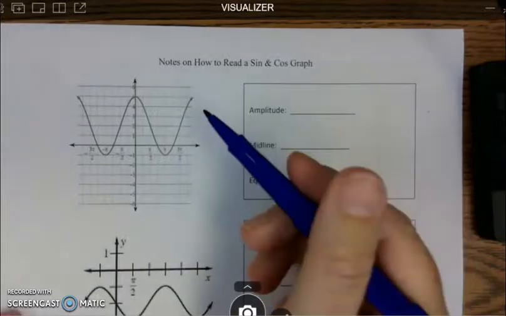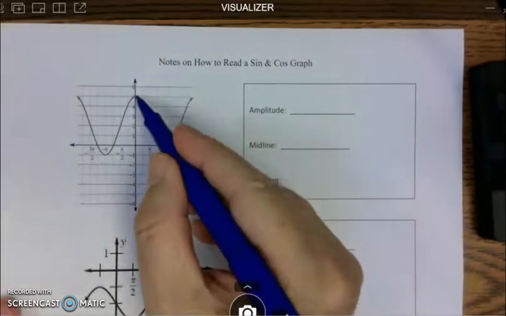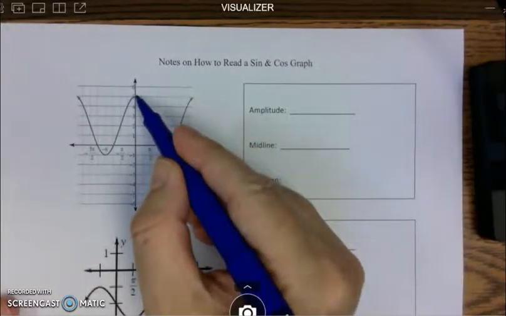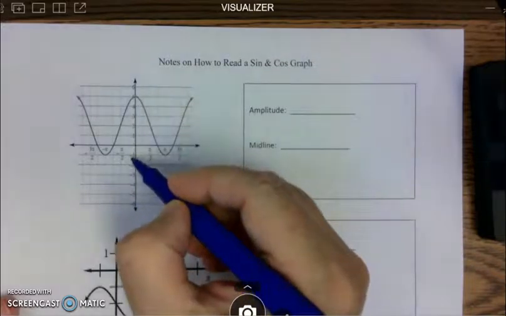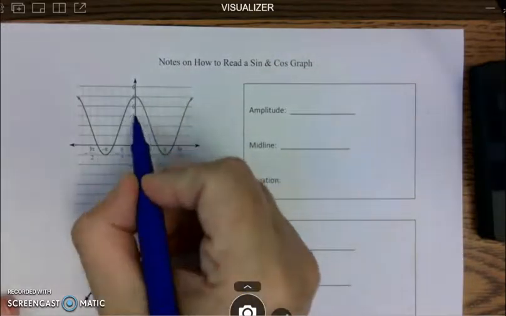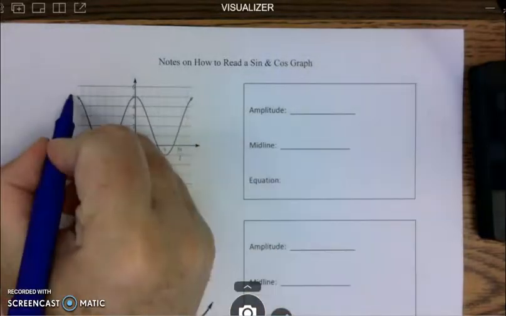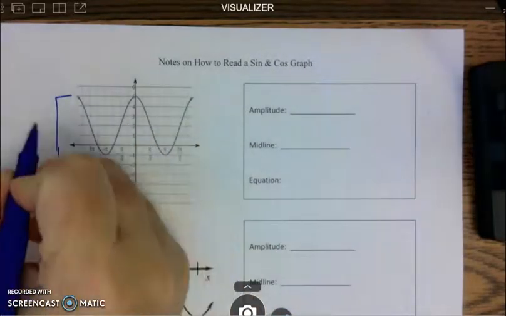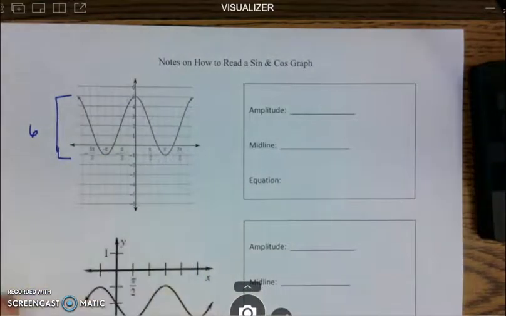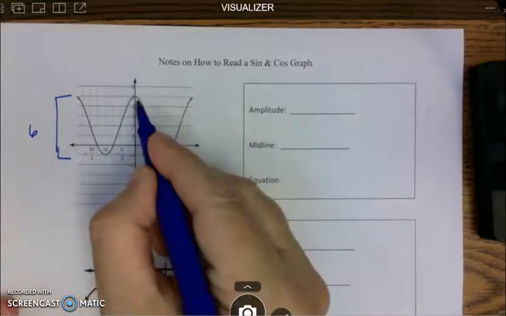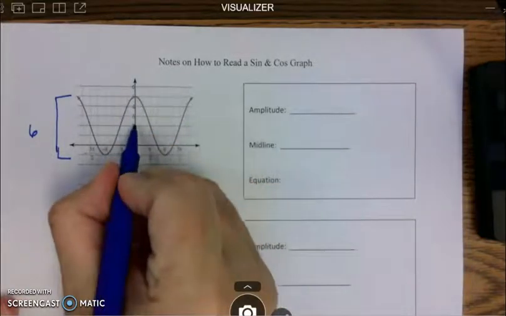The first step is to count how many spaces we are from the top of the graph to the bottom of the graph. So 1, 2, 3, 4, 5, 6. From the top to the bottom, there are 6 spaces. Half of 6 is 3. So start at the top: 1, 2, 3.